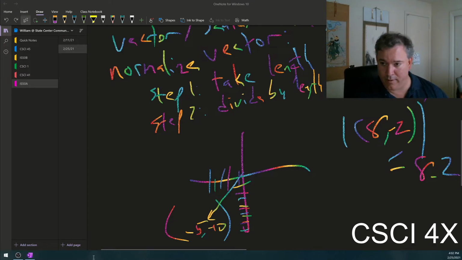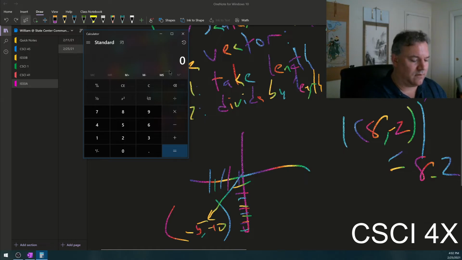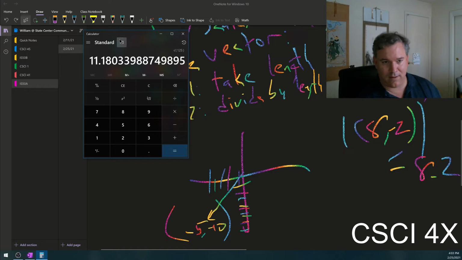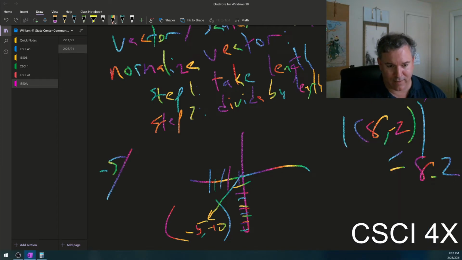All right, so step 1 is compute the length of negative 5, negative 10. Again, I'm making it easy on you guys because one end is at the origin, which makes computing the length easier. If you didn't, you'd have to subtract the two ends from each other. So it's going to be 25 plus 100 is 125 square rooted. So this has a Pythagorean distance of 11.18. So our answer is going to be negative 5 divided by 11.18, comma, negative 10 divided by 11.18.